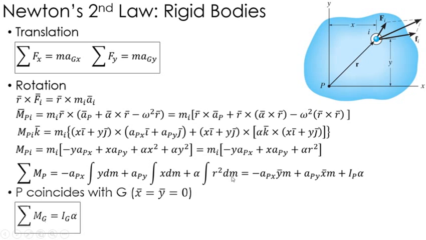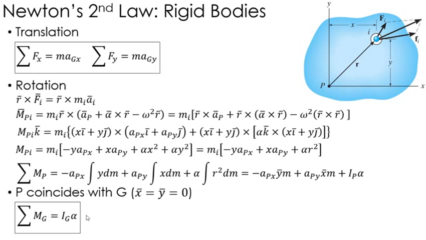Now, here's what we're going to do, and this is the equation that we're always going to apply. We're always going to sum our moments about point G, because if I sum my moments about G instead of P, or I put P with C, then x bar and y bar go to 0, and all I'm left with is the sum of the moments about the center of gravity equals the mass moment of inertia about the center of gravity times alpha. That is the final equation. Again, the key thing here is you always sum the moments about the center of gravity.